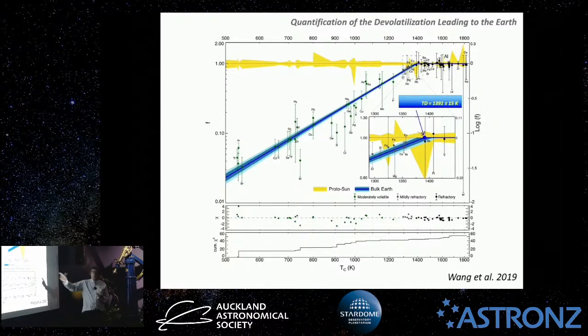Up until this work, people were saying, oh, the abundance of the planets is going to be the same as the abundance of the star. And this work says, no, no, no, that's only the case for elements from here to here. That's only the case for hafnium and aluminum and zirconium and calcium, but not for these other ones. It's depleted by a factor of 10. Here it's depleted by a factor of 100 and more.